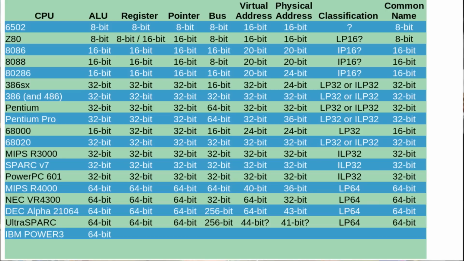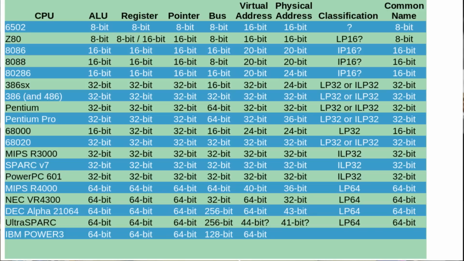Last but not by any stretch least in this table, the IBM Power 3. Now, the Power 3 wasn't IBM's first 64-bit CPU in this architecture family. That was the PowerPC 620, but that was a complete commercial failure. So I would rather talk about the CPU that was a commercial success, as it had more impact on the market. 64-bit ALU, 64-bit registers, 64-bit pointers, 128-bit data bus.